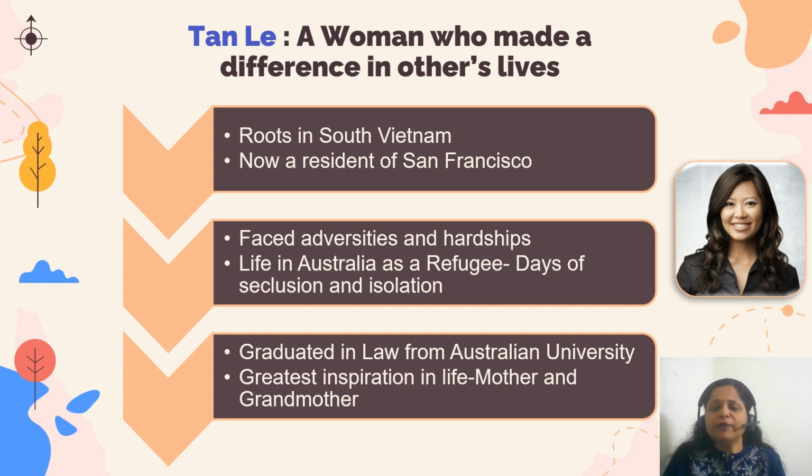The two important aspects that immediately come to her mind are those of seclusion and isolation. How she and her family members were secluded and isolated at the refugee camp and throughout her life in Australia, just because she is a migrant. She is an immigrant. She has her roots in Vietnam.